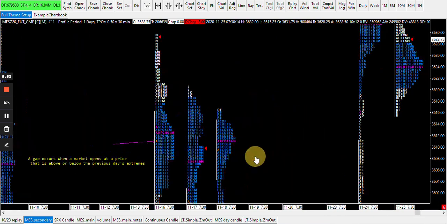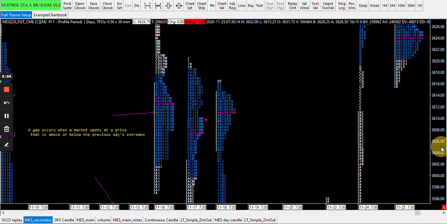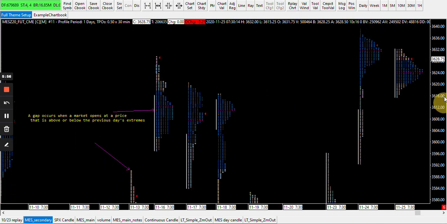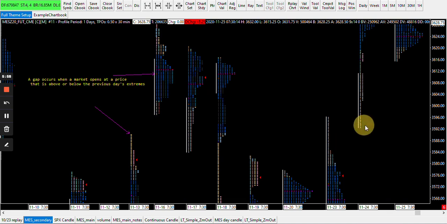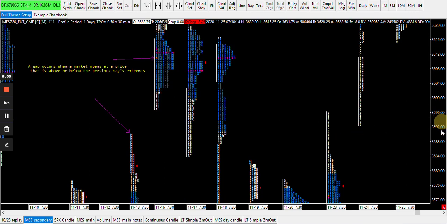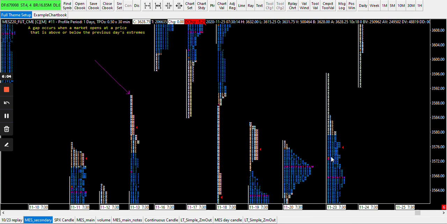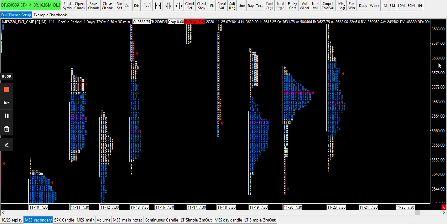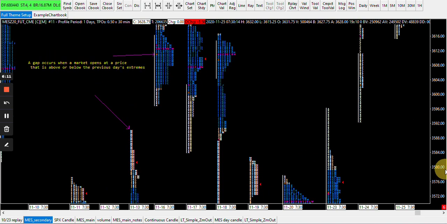Now, another thing that can happen, let's move over here to the 23rd and to the 24th. We had a situation in which on the 23rd, market opened here, went up, came back down, and really balanced, rotated inside that range all day. On the 24th, we had a very slight gap up. So again, moving up to this A period, and immediately this gap was filled.